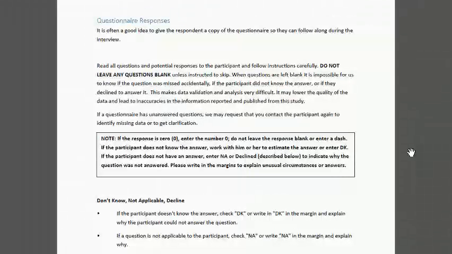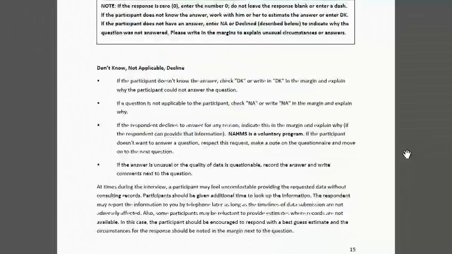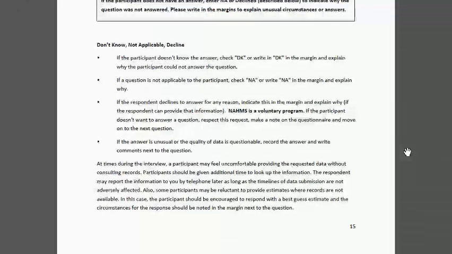We encourage you to write in the margins to explain the circumstances to answers that aren't easily put into the categories that we've provided. It is okay to have the participants say they don't know, or they decline to answer a certain question. The NAHMS studies are voluntary, so they're not obligated to answer every question. We just need to know they declined to answer.